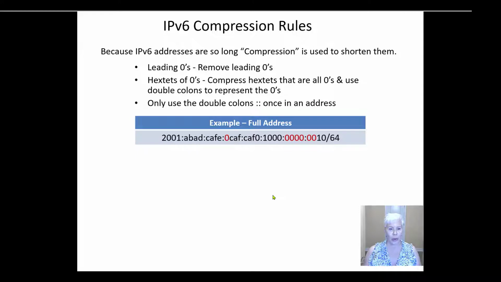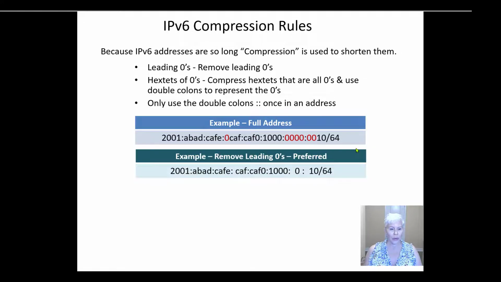Here's an example. We've got this full IPv6 address, and we can look here and see that there is a leading 0 in the 4th hextet. Here I have all zeros in the 7th hextet and 2 leading zeros in the 8th hextet. These are the zeros that we can work with and use our compression rules.